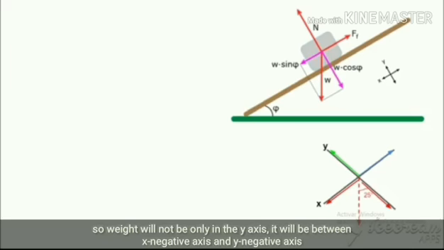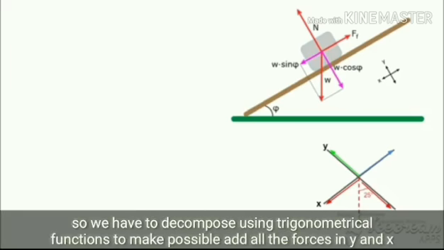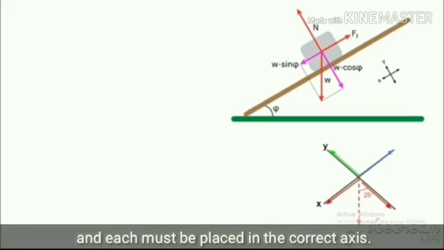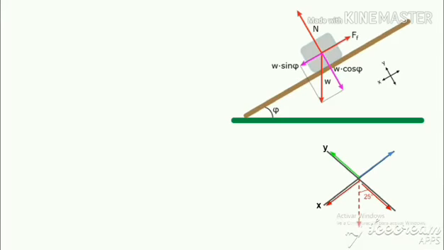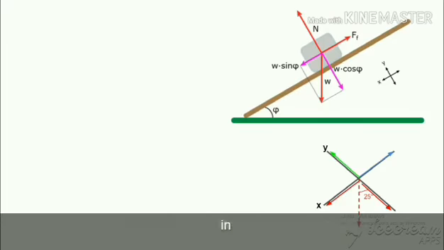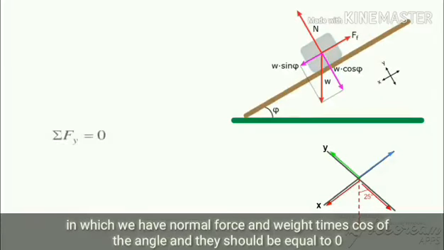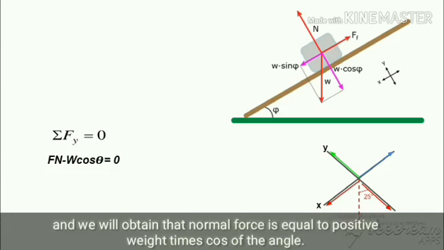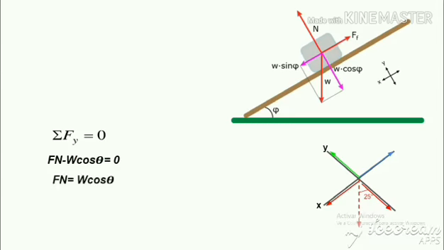So weight will not be only on the y-axis, it will be between the negative x-axis and the negative y-axis. So we have to decompose it using trigonometric functions to make it possible to add all the forces in y and x. So we will have weight times cosine of the angle and weight times sine of the angle, and each must be placed in the correct axis. We start with the sum of forces in y, in which we have normal force and weight times cosine of the angle, and they should be equal to 0 because the object is not moving. So we only have to isolate, because weight is negative, and we obtain that normal force is equal to positive weight times cosine of the angle.